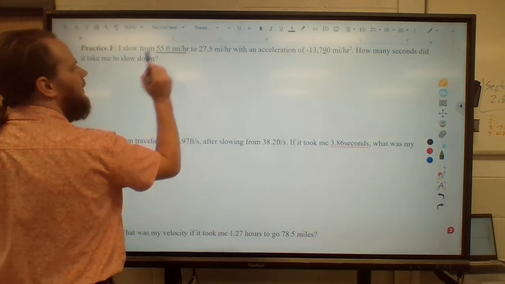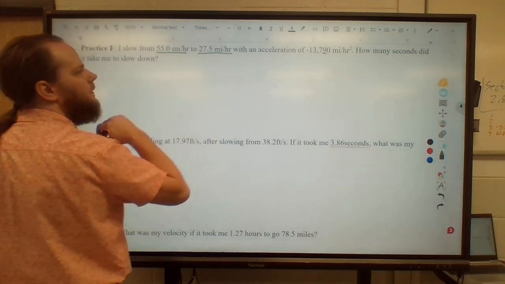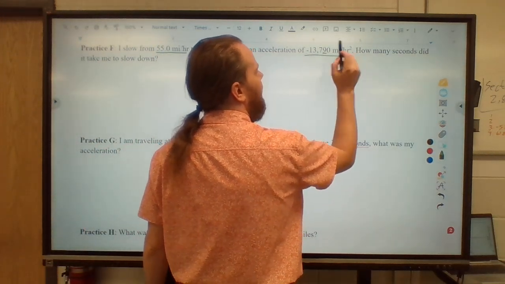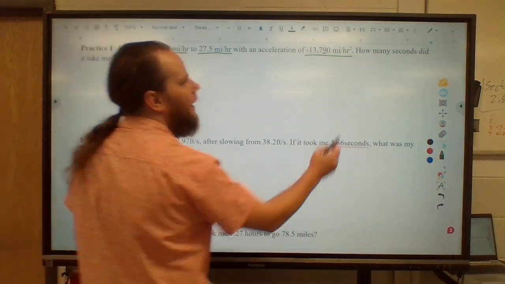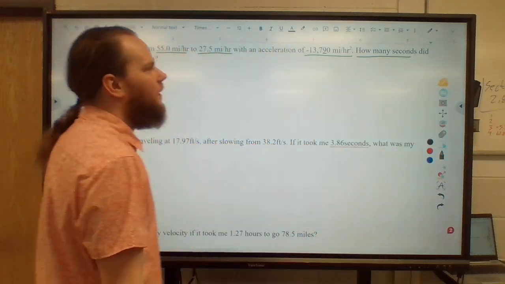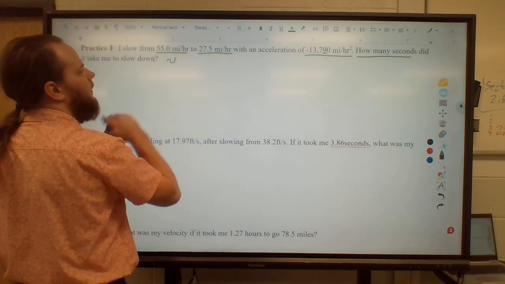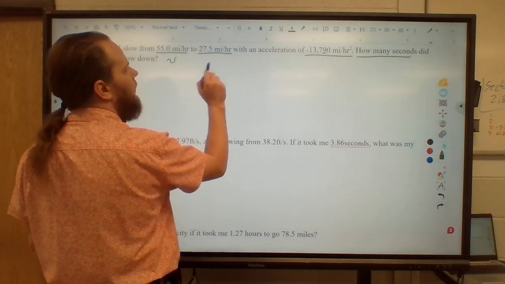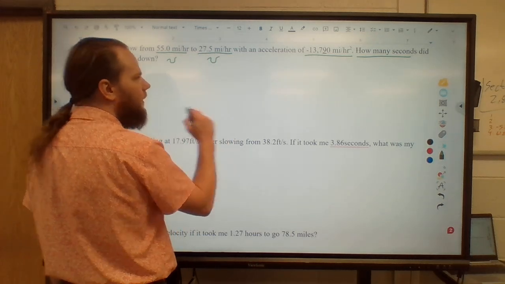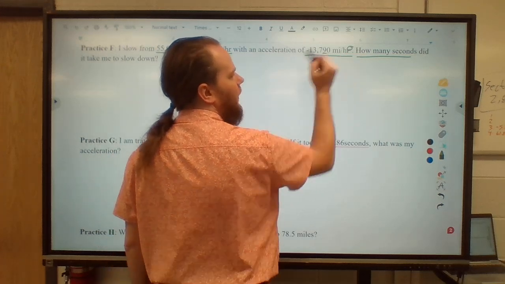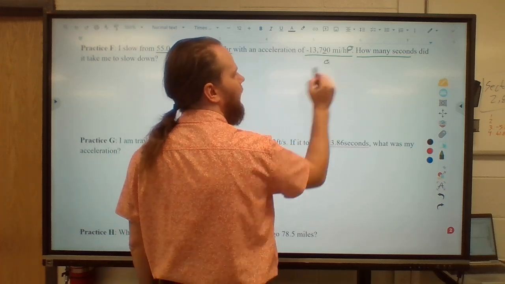Slow from 55 miles per hour to 27.5 miles per hour with an acceleration of negative 13,790. How many seconds did it take? Well, we have miles per hour, distance over time, that has to be a v. Miles per hour, distance over time, that's another v. Acceleration, it also says there's a squared right here, so this has to be a.